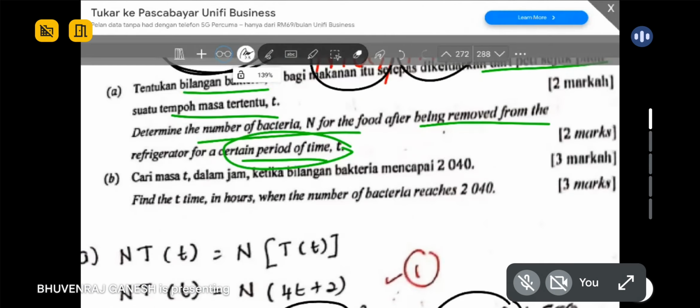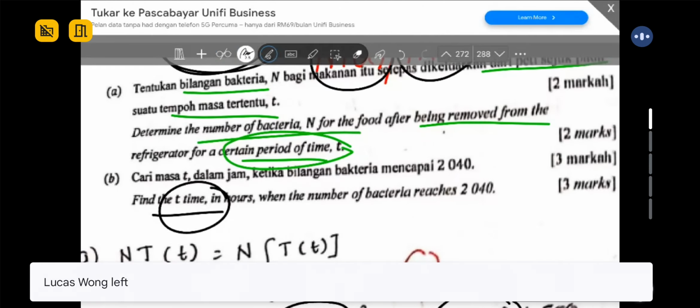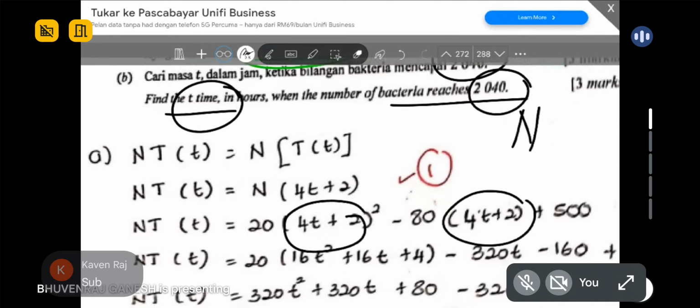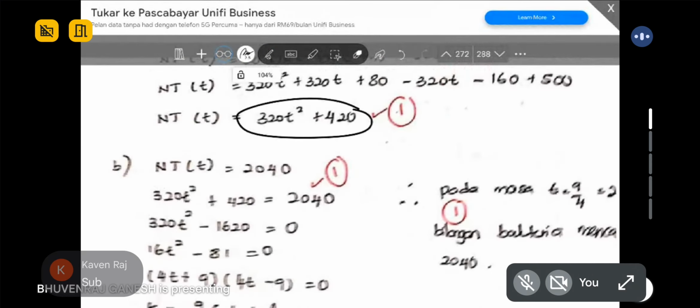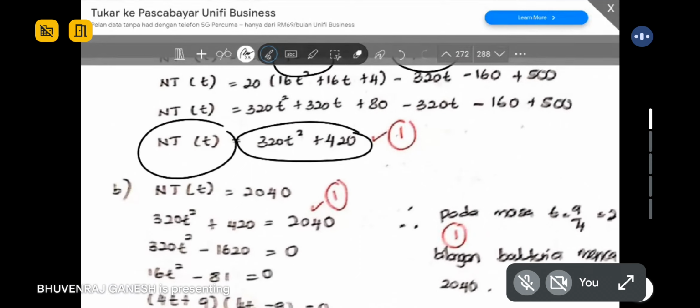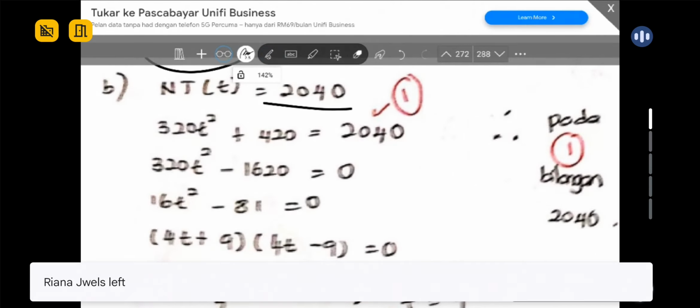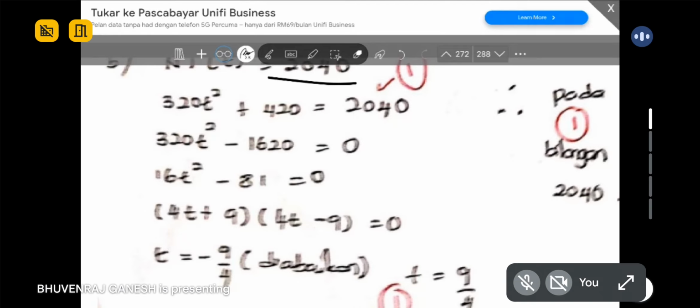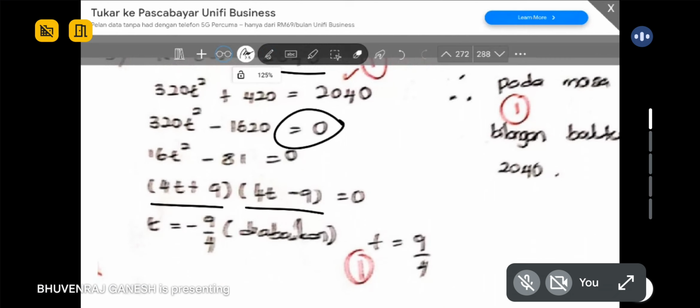Okay, next one. So now the question asks you to find T. Cari masa. And they tell you the number now is 2040 guys. Okay, bilangan dia N. Okay, so N equal to 2040. So, substitute 2040 lah kat sini. Okay, just gantikan. So you guys will see you have a quadratic equation. So you guys kena selesaikan lah quadratic. That's all. Okay, equal to 0. You factorize. So your jawapan akan ada dua.